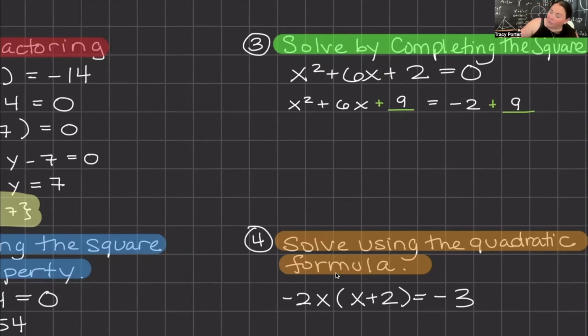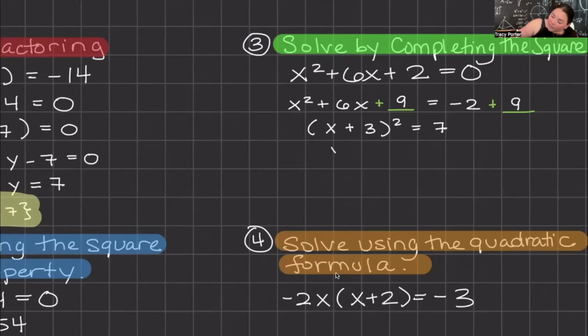But then we factor the left side into x plus half of whatever b was, which is going to be x plus 3 squared. And then you can simplify because negative 2 plus 9 is positive 7. And so now you really have it in the form that we used down here where we were using the square root property. So completing the square just sets you up to be able to use the square root property.